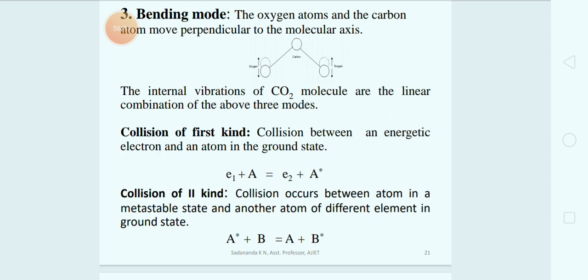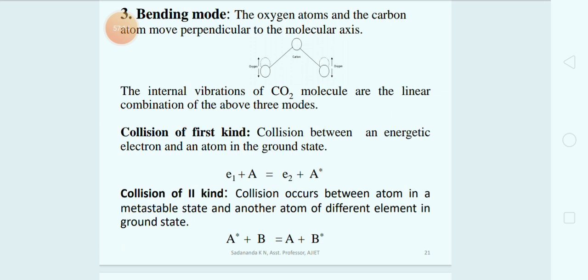So before going to the construction and working of the carbon dioxide laser, let us understand the collision of first kind and collision of second kind. The collision of first kind is the collision taking place between an energetic electron and an atom in the ground state. So it's an interaction between an energetic electron and an atom which is in the ground state.